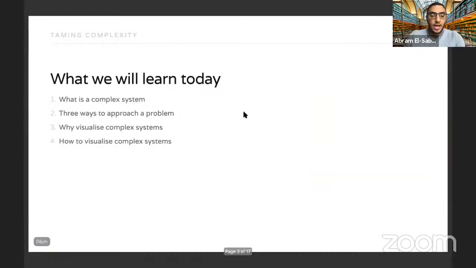Okay, cool. What we're going to focus on today is talking briefly about a complex system. We sort of covered that last week when we talked about the difference between a complicated and complex system. We're going to talk about three ways to approach a problem. I think there are heaps more ways, but you can probably categorize them into three. Then we'll talk about why visualize complex systems and then how to do that. We'll give you a taster. It will be intense and that's okay, but I'm just setting your expectations.